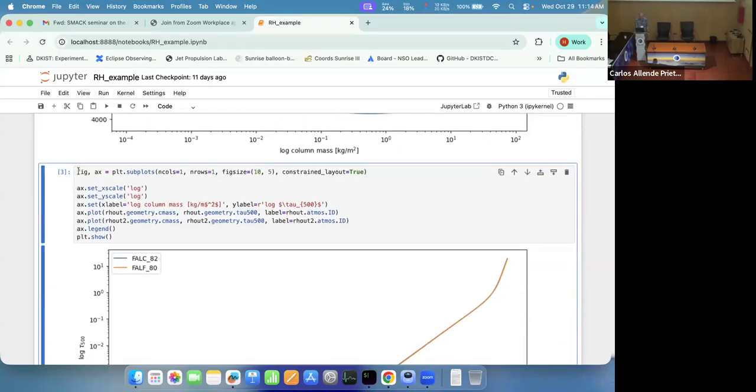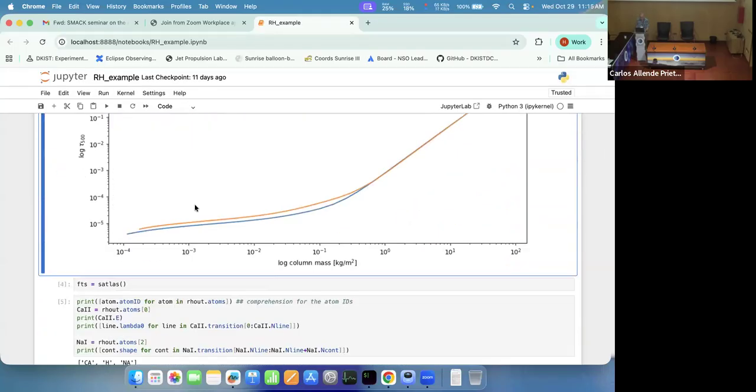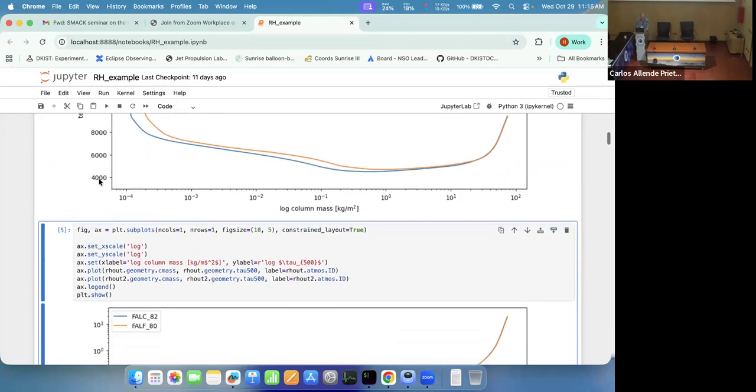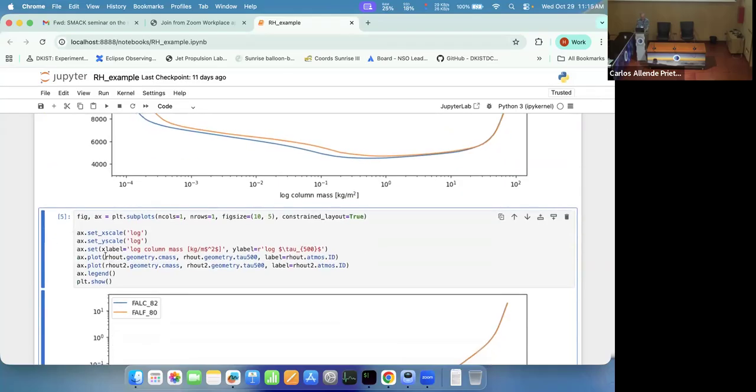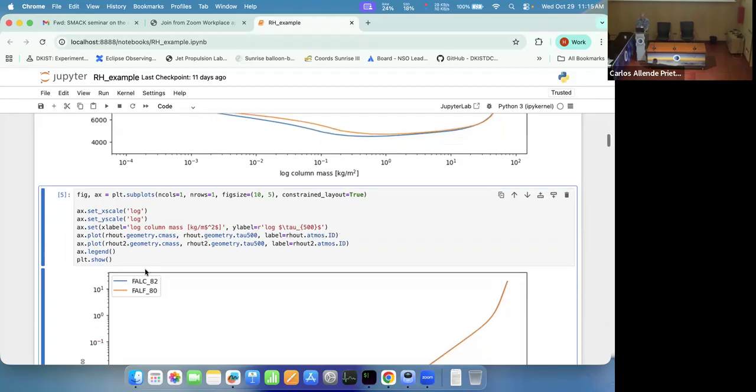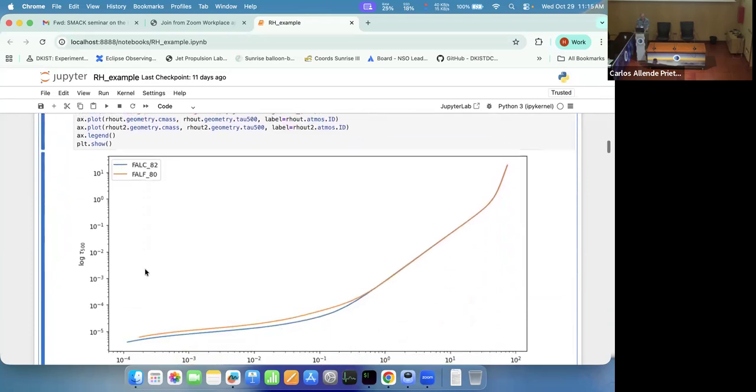Now, if you plot here, let me just show you what I do here. This output structure that is created when you read in the output directory has different objects in it, and one of them is geometry, and then in geometry you have the column mass. And in geometry, you also have the optical depth at 500 nanometers. And in Atmos, you have the ID. So it uses those objects to then read the input and output data and create this plot.